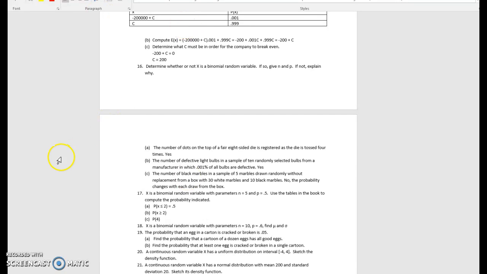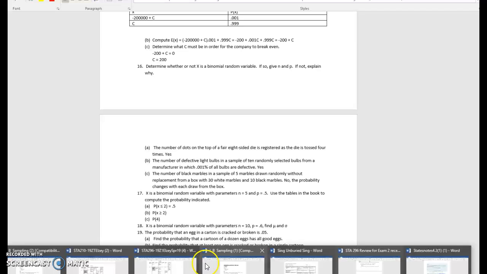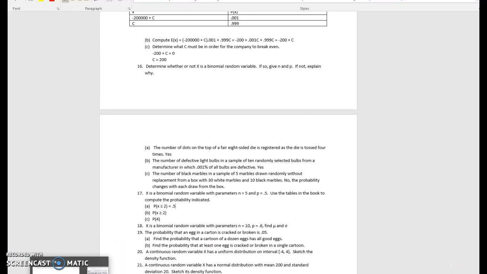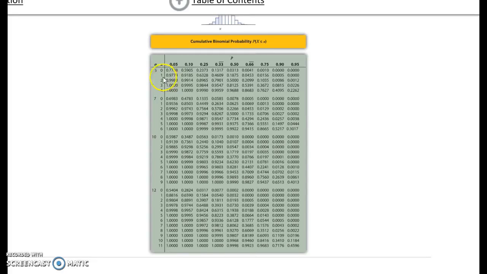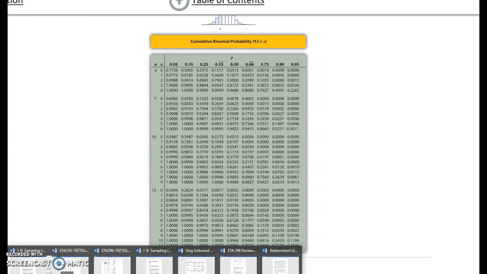Now, this second one, B, is a little bit more tricky. If it had said x is greater than 2, we could have just simply subtracted this one from 1. But since it says x is greater than or equal to 2, we really need to look at the table, find out what the probability is that x is less than or equal to 1, and subtract that value from 1. So if we go back to our table, same spot but slightly higher, here's the value for 1, and we get 0.1875. We want to subtract that from 1.